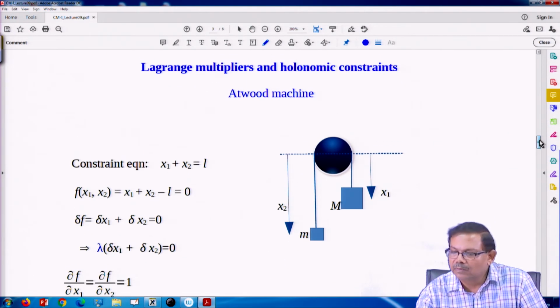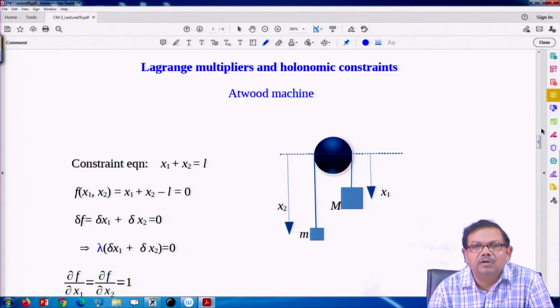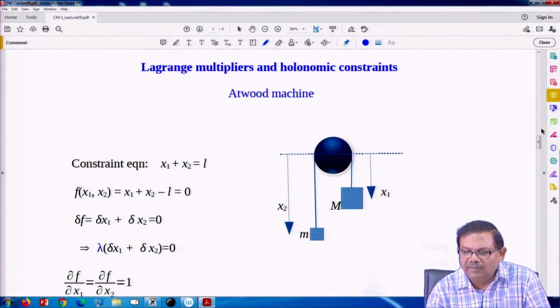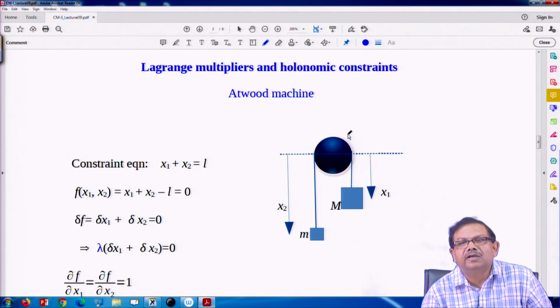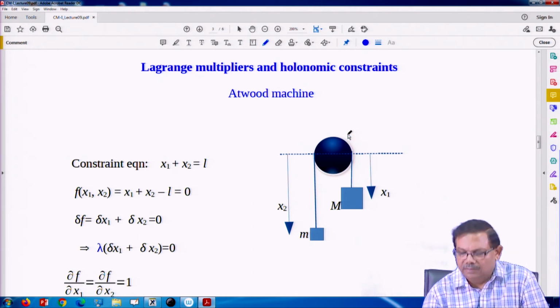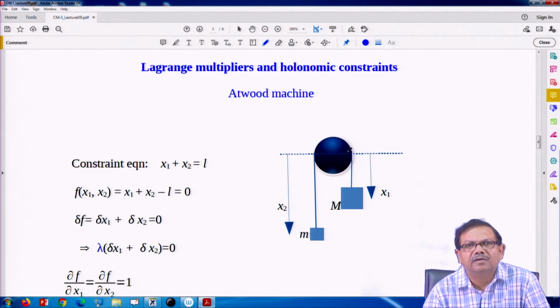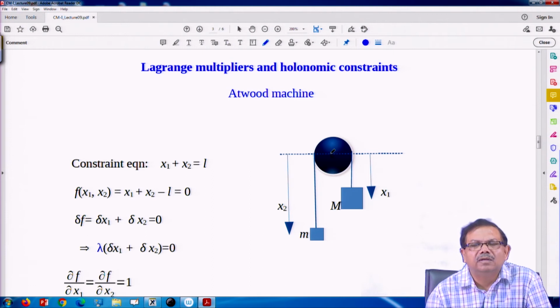So, first we do an example of what is called the Atwood machine. It is very simple. There is a pulley here and on the pulley there is a string, which is strong enough. At two ends there are two masses. Let us say one is heavier, one is lighter. Initially the lighter mass is much below the center of the pulley.